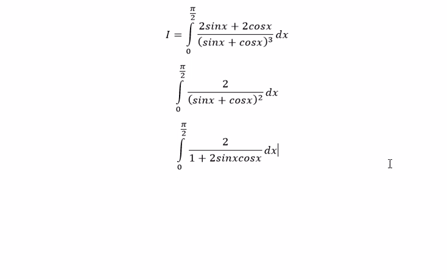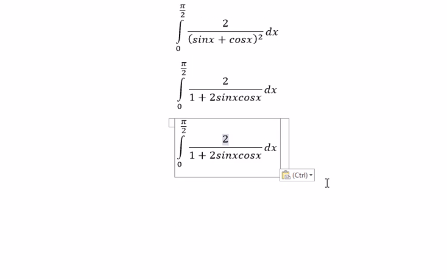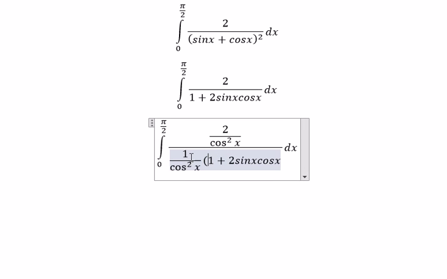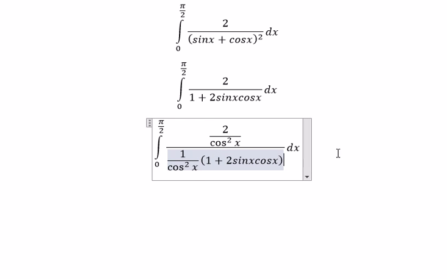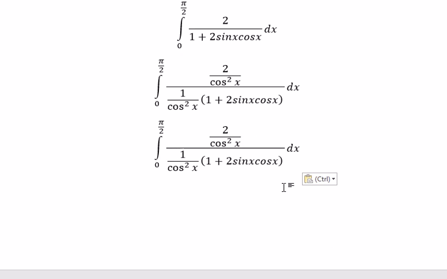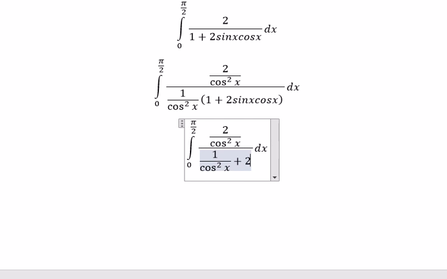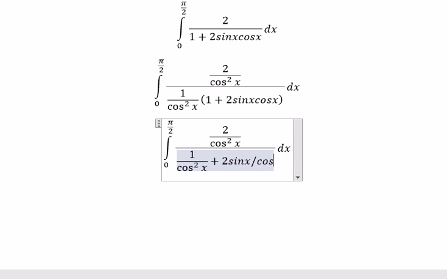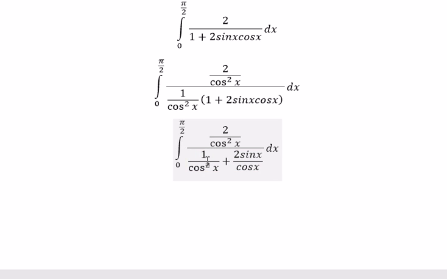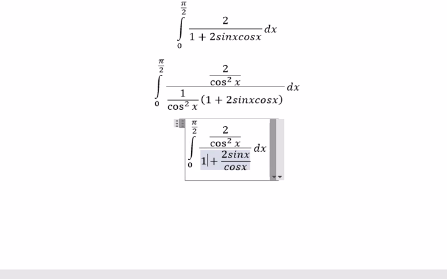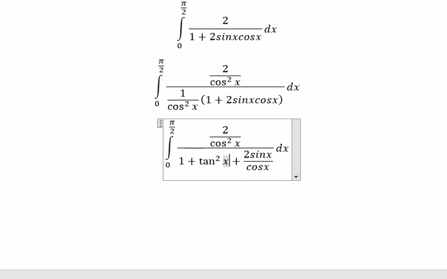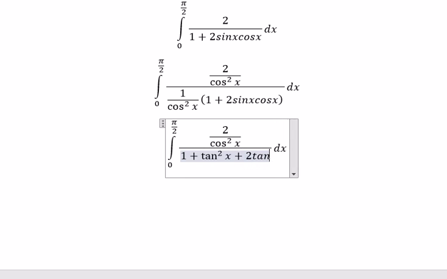Later we multiply with 1 over cosine s squared on numerator and denominator. So you get 1 over cosine s squared. And this one you get 2 sin s cosine s. So this one we can change to 1 plus tan s squared. And this one you change to 2 tan s.